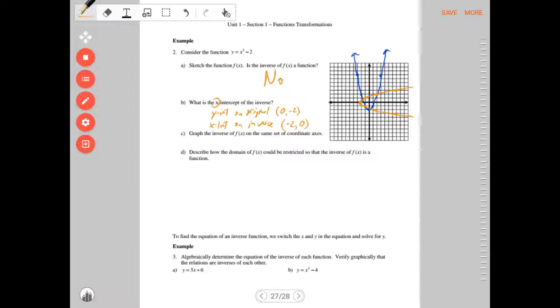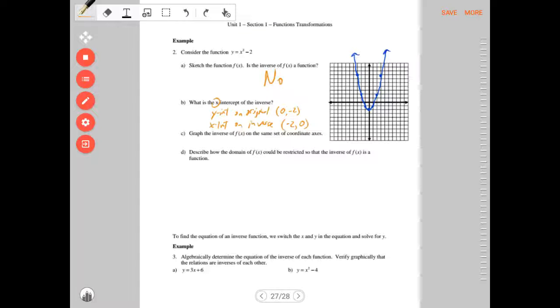Now, that clearly isn't a function, right? It totally isn't. So describe how the domain of f of x could be restricted so that the inverse of f of x is a function. How we do this, everyone, is tricky, so you have to wrap your head around it. I'm going to hit undo so we can get rid of that graph for just a second.